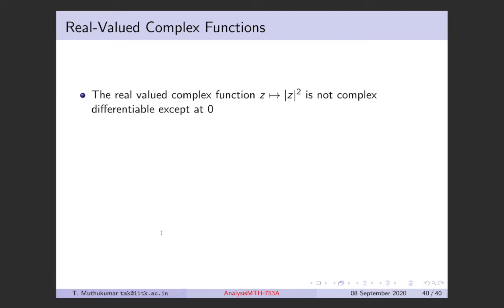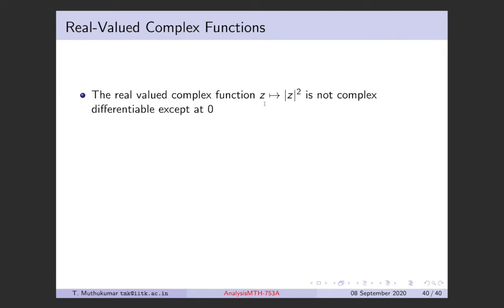Now finally, let's look at some examples, and here I am looking at complex functions which are real valued. That is, it's a map from C to R. It's not from C to C, but C to R. For instance, for any map f from C to C, its real part is a map from C to R. Its imaginary part is a map from C to R. So these functions have some nice property. So let's see it from some examples.